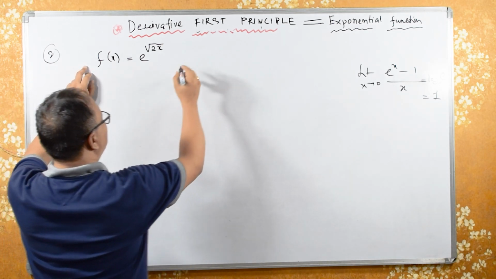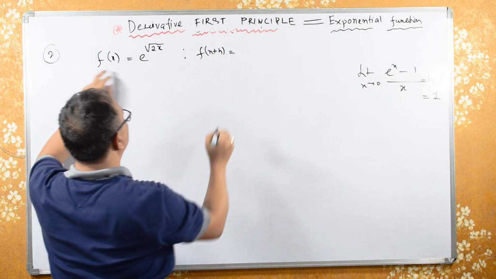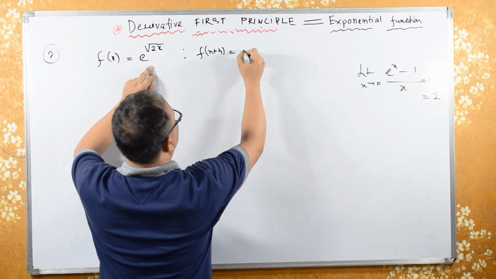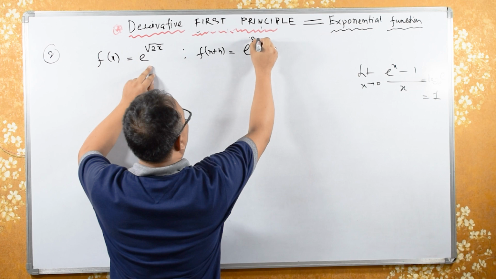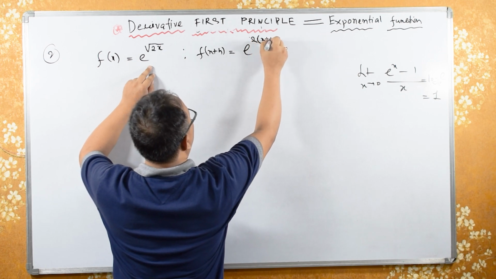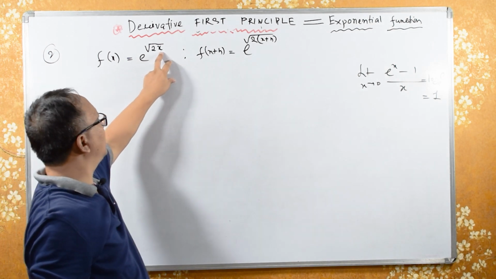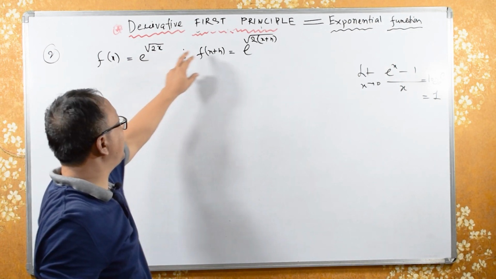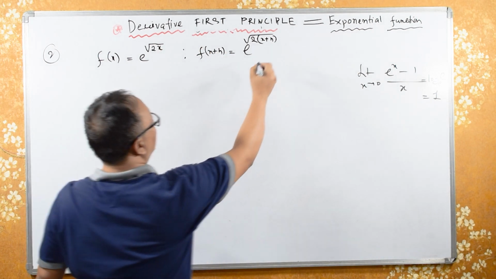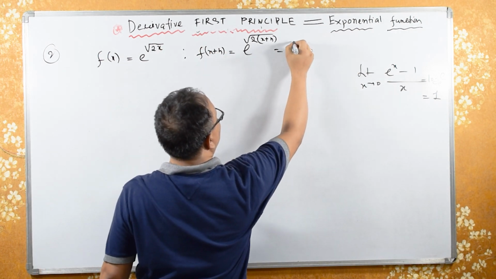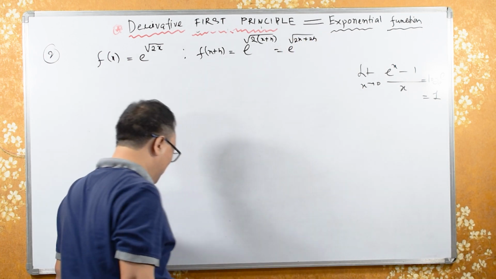Okay, since f of x is given, f of x plus h is what? Instead of x, we have to write x plus h. So e raised to the square root of 2 times x plus h. Be careful. Here you cannot write only 2x plus h. Instead of x, you have to write x plus h. Therefore this is the same as e raised to the square root of 2x plus 2h.